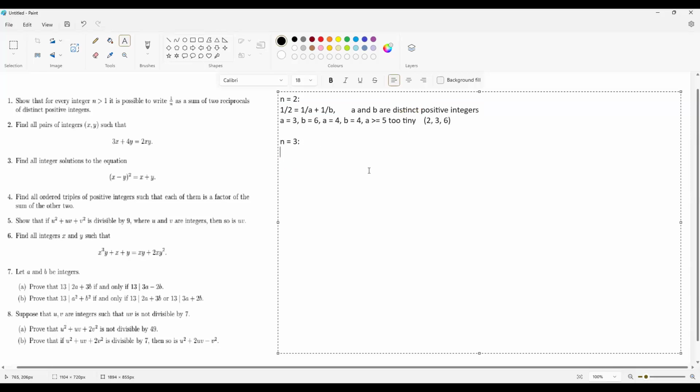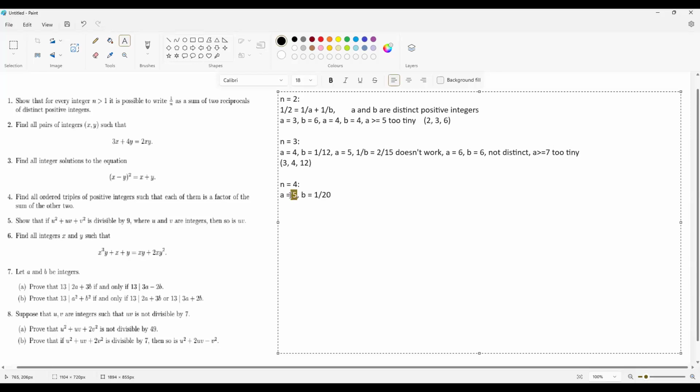Let's try n equals 3. If a is equal to 4, b is equal to 12. A is equal to 5, 1 over b is equal to 2 over 15. Doesn't work. A is equal to 6, b is equal to 6. Not distinct. Else, too tiny. So we got this solution. If n is equal to 4, then a is equal to 5, and b is equal to 20.